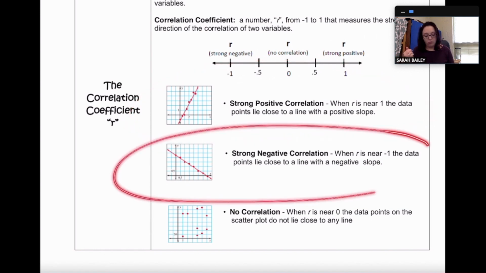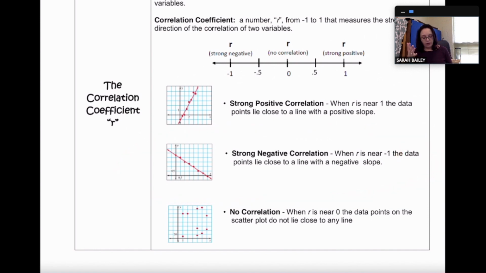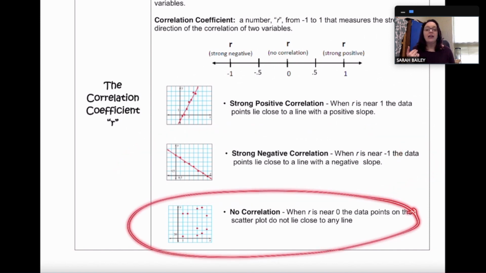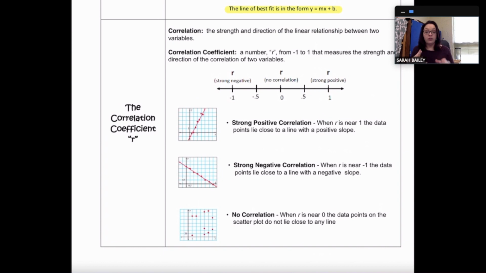The next one is a strong negative. So this is going to be close to -1. It's not going to be equal to -1 because those data points are not exactly on the line. But it should be close to -1. So -0.7 or -0.8 or something of that nature. This one down here would have no correlation. Now, it might not be exactly equal to 0, but it should be close to 0. So 0.1 or even -0.1 would still be pretty close to 0 and indicate no correlation. Okay, so those are the different types.